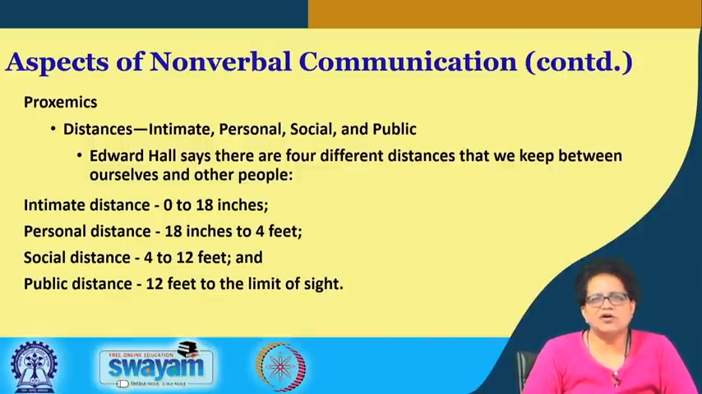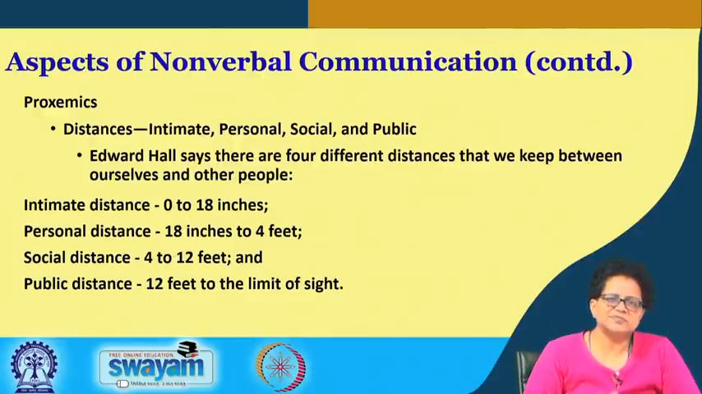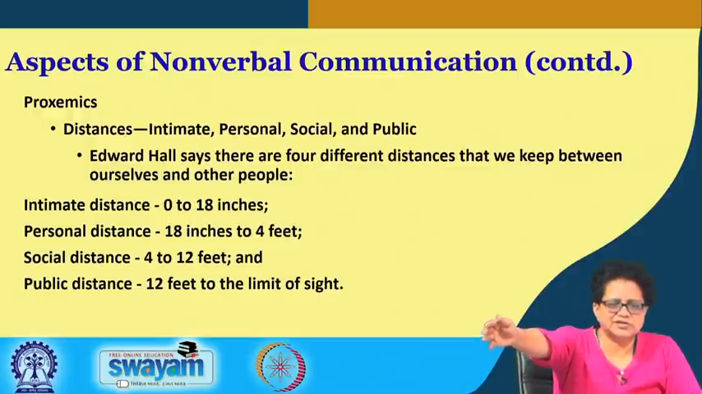This is the finding of Edward T. Hall, a communication researcher, who defines 4 different types of distances that we keep between ourselves and other people. The first is intimate distance, 0 to 18 inches, the distance between 2 wrestlers or 2 lovers. The second is personal space, that is, at arm's length, 18 inches to 4 feet.